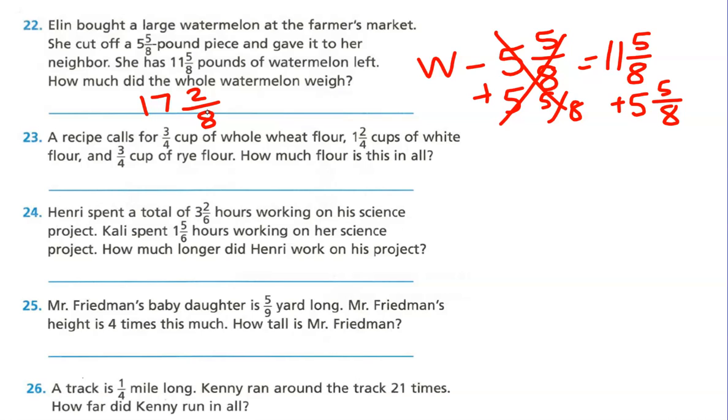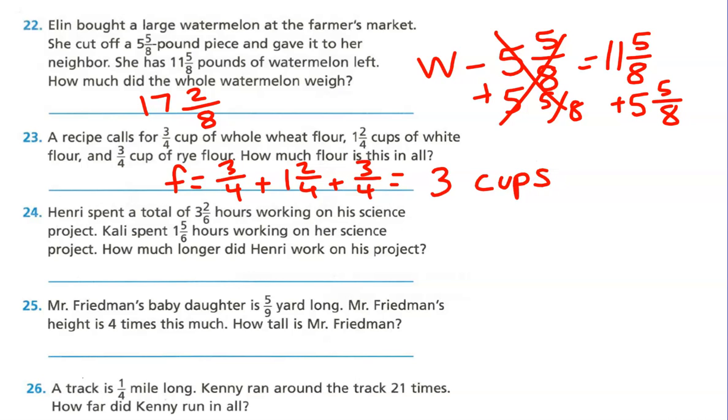Number 23, this problem would end up being your flour is going to equal all of these added together. So you've got 3/4 plus 1 2/4 plus 3/4, which all together equals exactly 3 cups of flour.